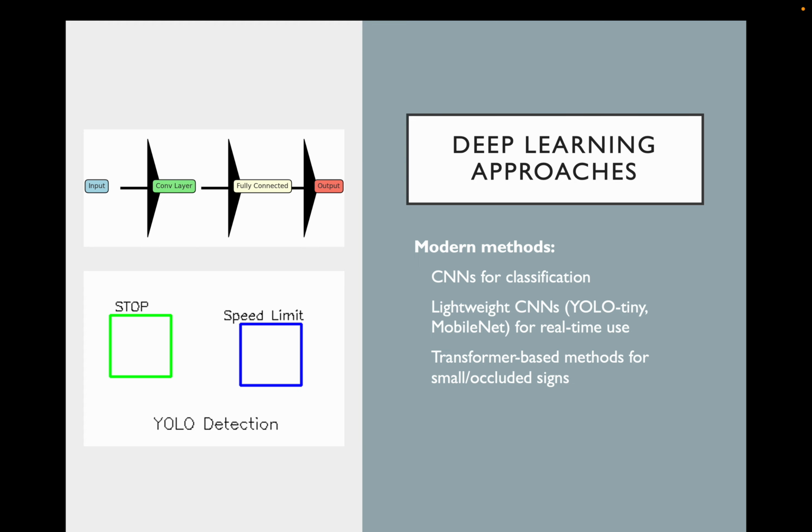Deep learning has absolutely transformed this field altogether. Convolutional neural networks automatically learn features, and lightweight networks like YOLO-tiny and MobileNet allow real-time use on mobile devices. More recently, transformer-based methods have been introduced which improve accuracy for small or occluded signs. Deep learning still dominates research, but efficiency remains a key challenge.